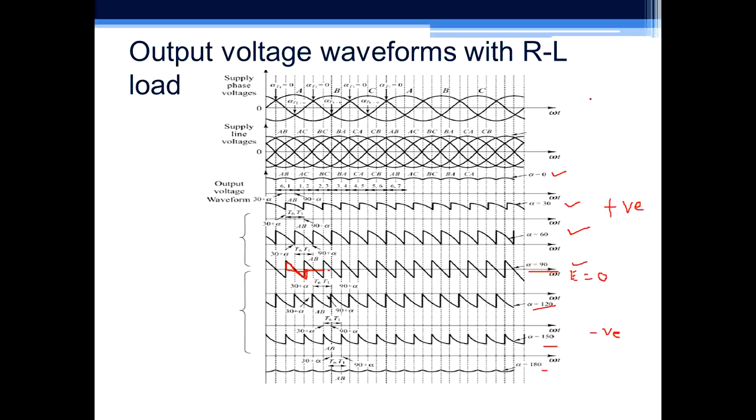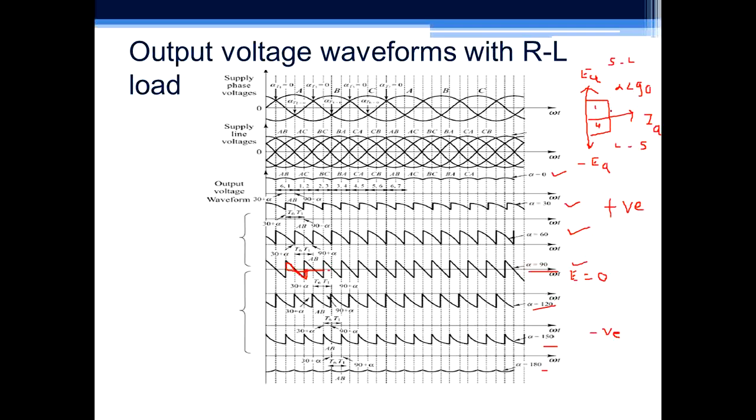negative. So if you draw the two quadrant operation, you can see that current IA is always positive here, but voltages are positive and negative. So if alpha is less than 90, average output voltage is positive, current is positive, power is flowing from source to the load. And for alpha more than 90, power flows from load to the source. So this is called the first quadrant, and this is called the fourth quadrant.